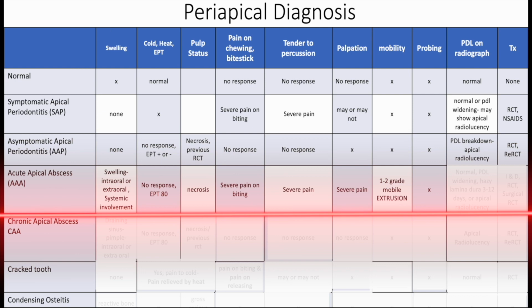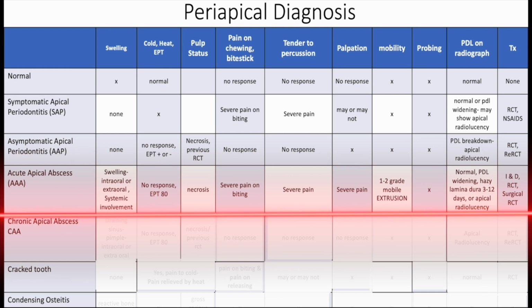Probing, it is not very relevant in this case. On the PDL, you may see a normal PDL if it just started last night. You can see PDL widening, you can see hazy lamina dura for between 3 to 12 days, or apical radiolucency if it has been a longer time.